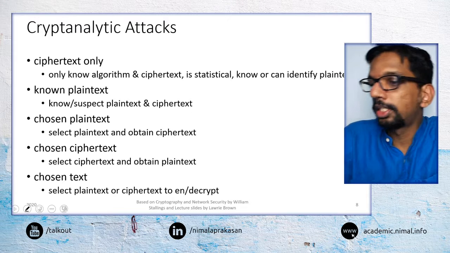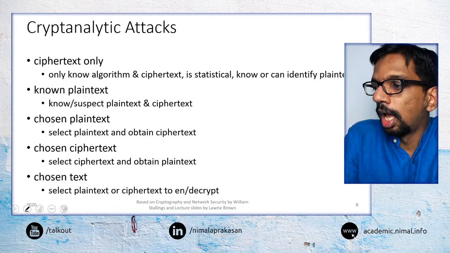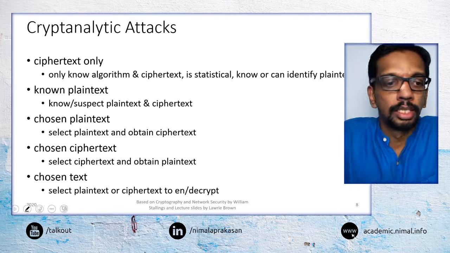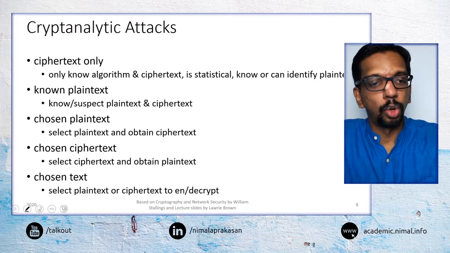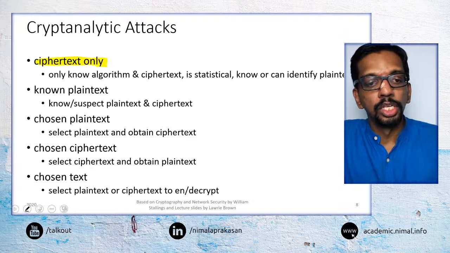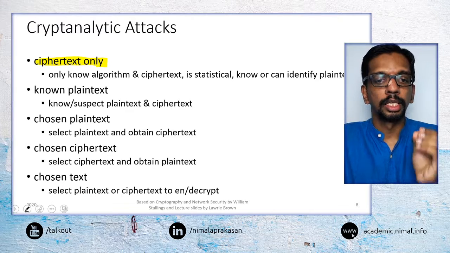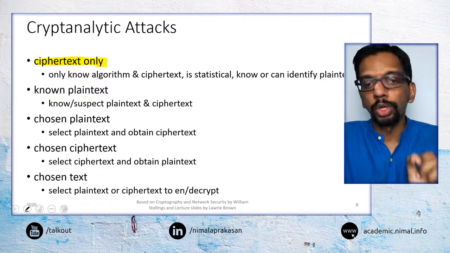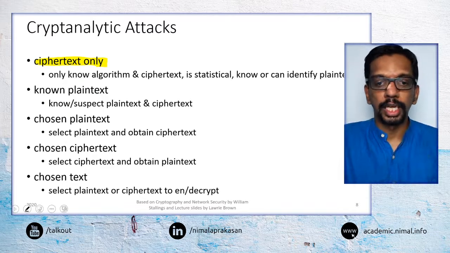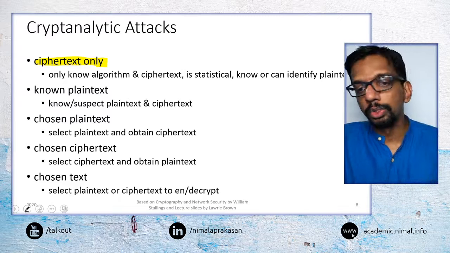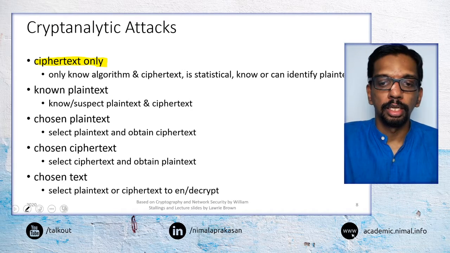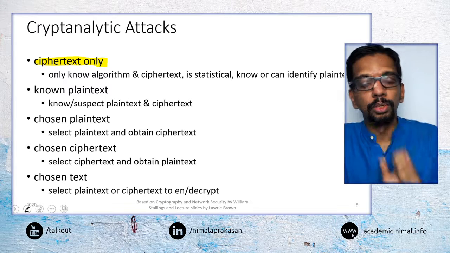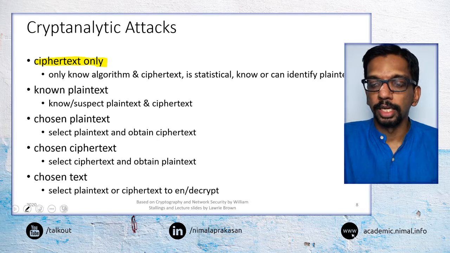When we talk about such cryptanalytic attacks, we can talk about a number of different varieties of such attacks. One is what is called the ciphertext only attack. In a ciphertext only attack, we have the algorithm and we know the ciphertext, and we use that to identify the plain text. We only know the ciphertext and we use that to gain the plain text.